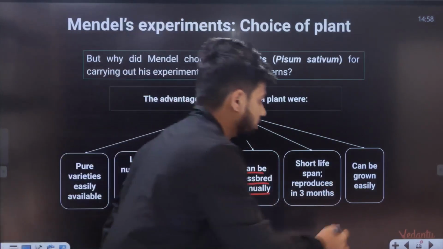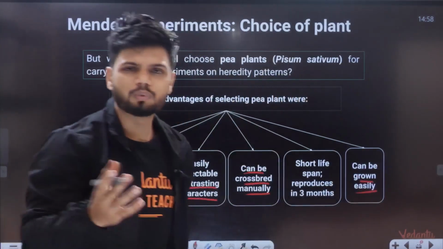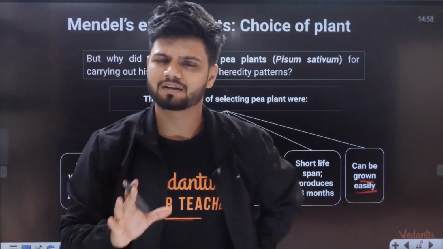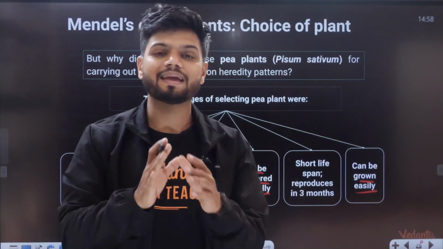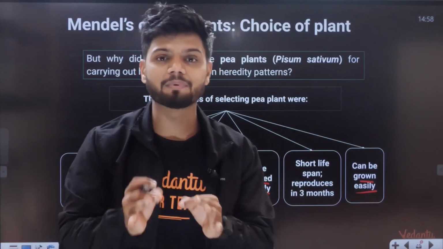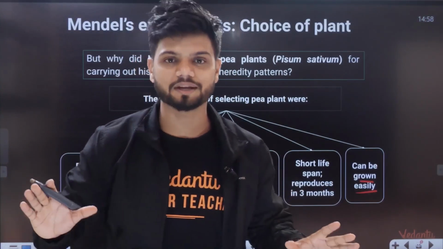Now, can be grown easily. It needs very little fertilizer, and it is very resistant also to pests. It can grow easily. So these are the main reasons why Mendel took the pea plant as his test subject.